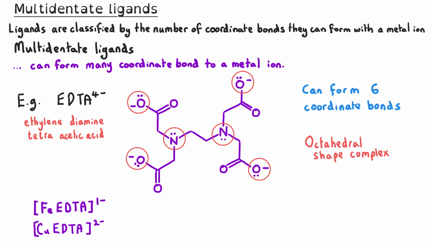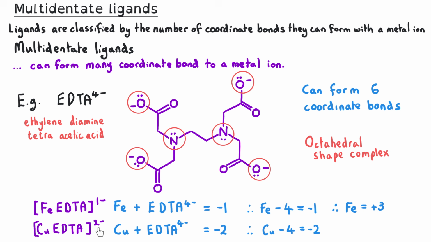You also need to be able to write formulae and equations working with complexes containing the EDTA ligand. For instance, we've got 2 formulae for complex ions here, one with an iron metal and one with copper. For the iron, the overall charge is -1, and so that means iron plus EDTA 4- will have a -1 charge overall. Therefore, iron minus 4 is equal to -1, and so the iron metal must have a +3 charge on this occasion. And since the overall charge for the copper complex is 2-, copper must be +2 as a result.